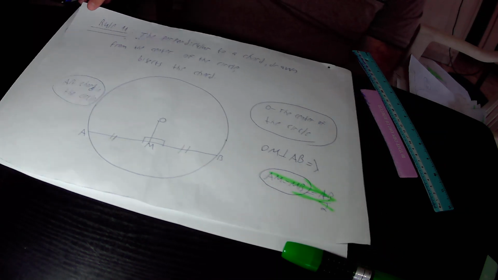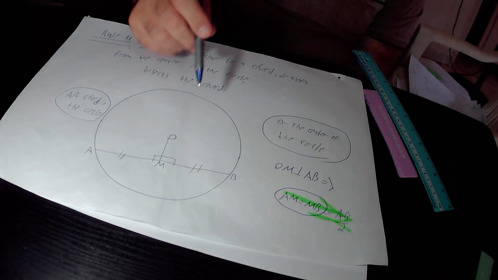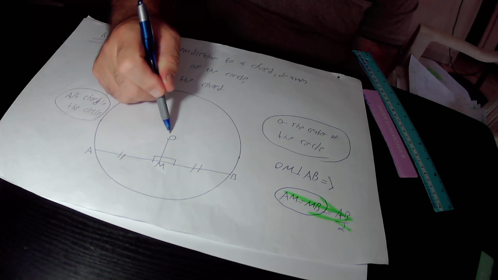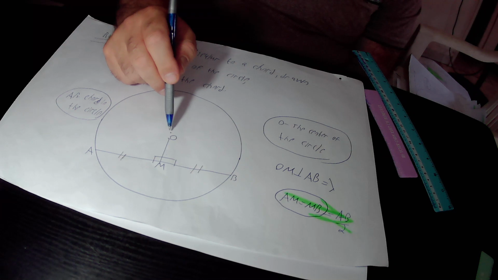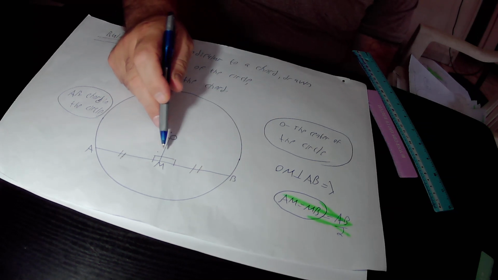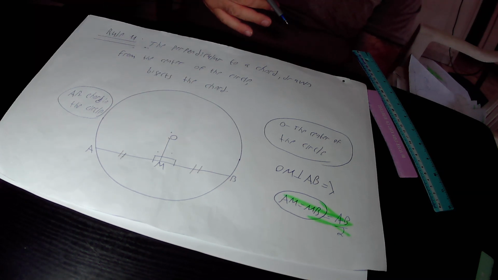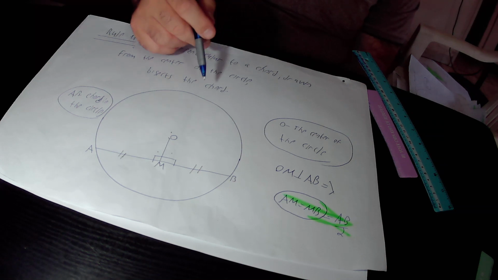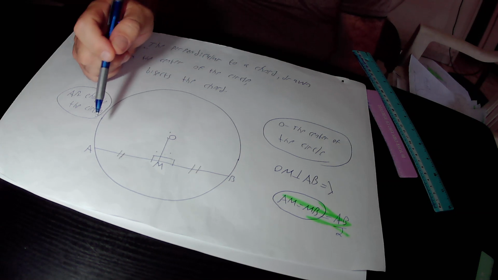So in the drawing, we have a circle. This is point O, that is the center of the circle. From point O, we draw perpendicular OM on chord AB. So clearly, this angle equals 90 degrees, and this angle also equals 90 degrees according to our construction. And according to rule 11, perpendicular OM, that is drawn from the center of this circle, from point O, bisects chord AB.